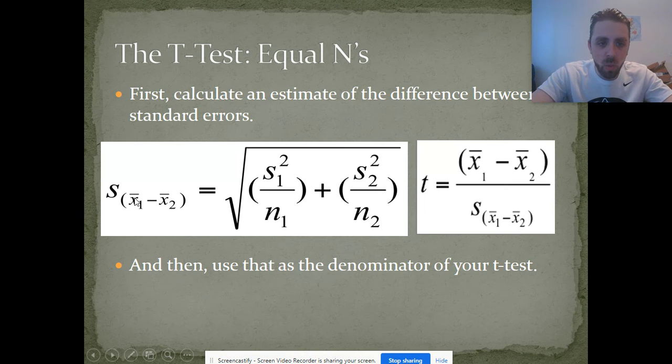You can see that S of x bar 1 minus x bar 2 is calculated in this manner. You plop that right in the denominator here, and that becomes the denominator of your t-test, where t is equal to the first sample mean minus the second sample mean, or to put it in the terms that you see in this formula, x bar 1 minus x bar 2. Nothing too complicated there. If our Ns are unequal, it gets a little bit more complicated.